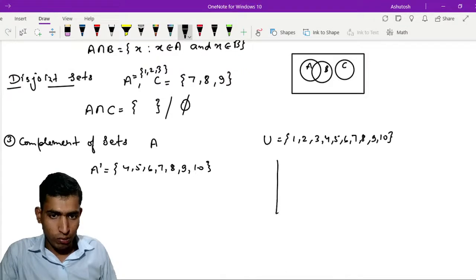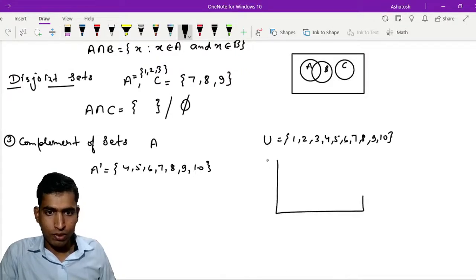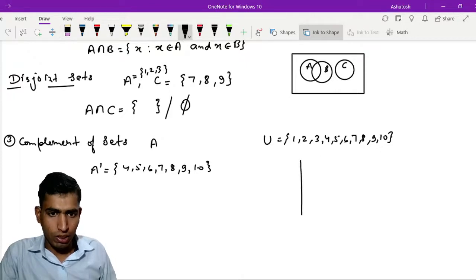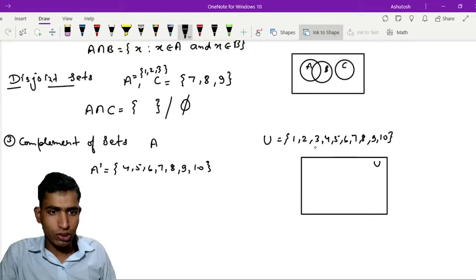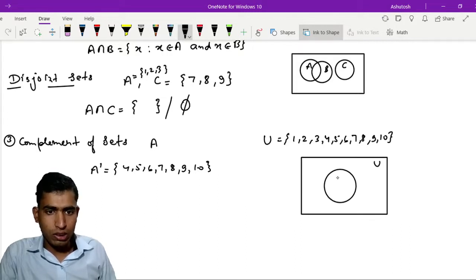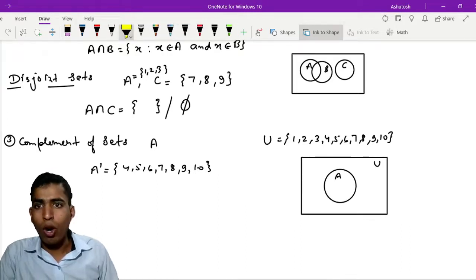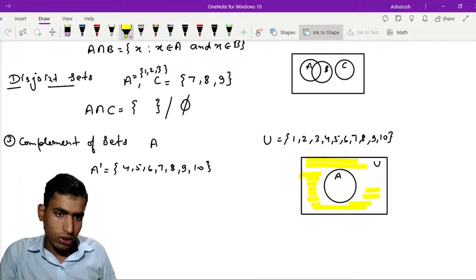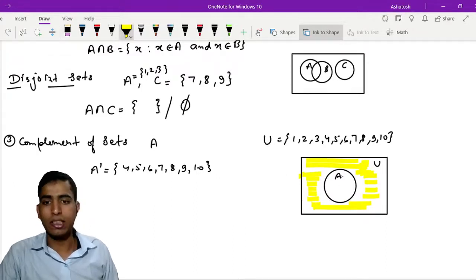It will be represented this way. This is the universal set U, and this is set A. All the region except A, so this area, represents the complement of A: all this region except A.